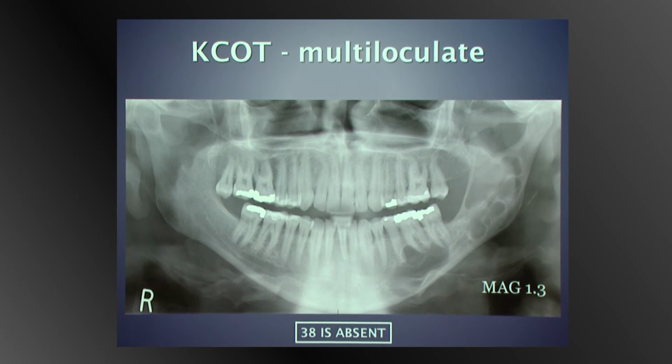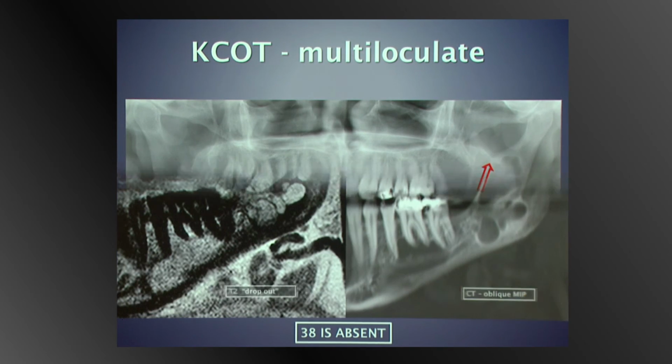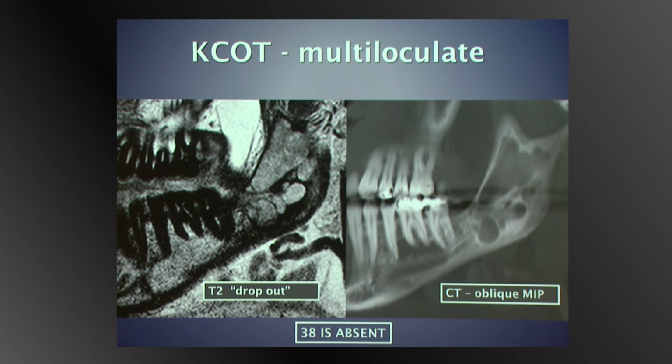Now, KCOTs, we've said, may be multiloculate, and this lesion, you could never say this wasn't an ameloblastoma. It would depend on the age, but you'd have to give two differentials, basically. So 3/8 is absent, so that doesn't help you. It's extended from the coronoid notch to the 3-3 region. So T2 dropout on MR, multiloculate on the thick slice MIP, 3/8 is absent.